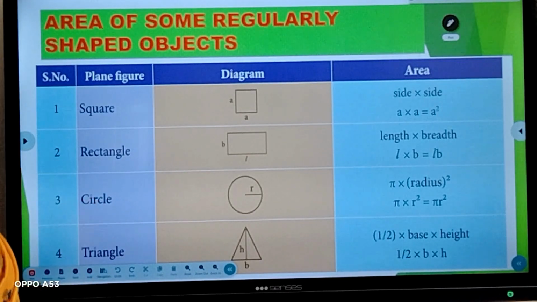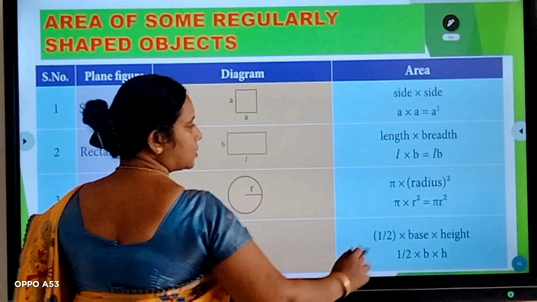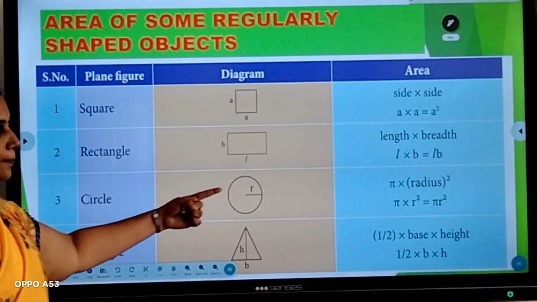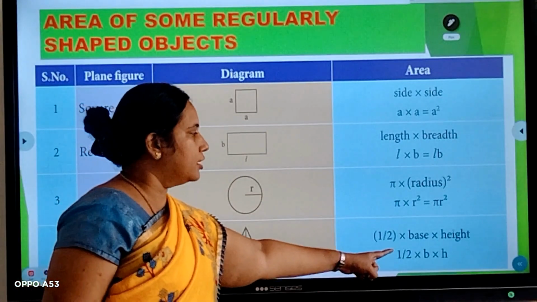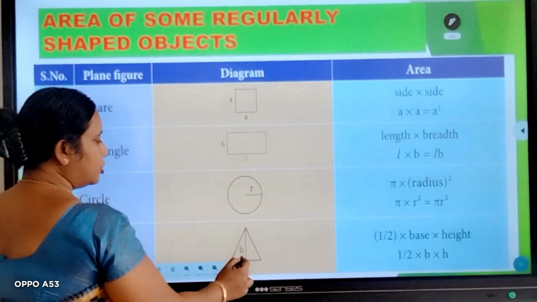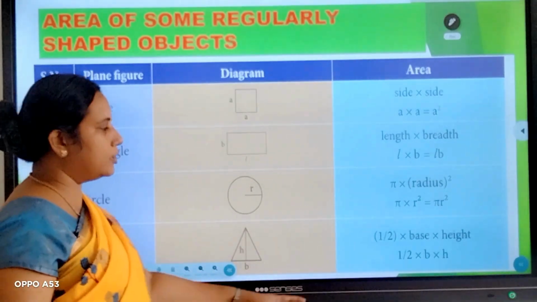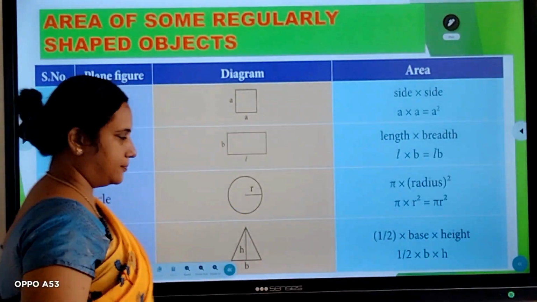Then for circle, the area of the circle, you know children, is pi r square. Then the area of the triangle will be half into base into height. Half into base into height. So the formula will be half base into height.